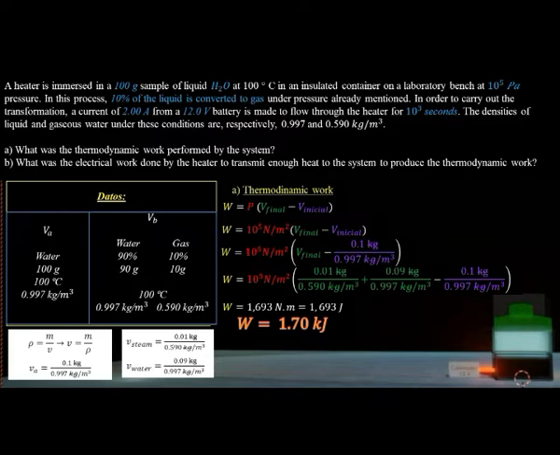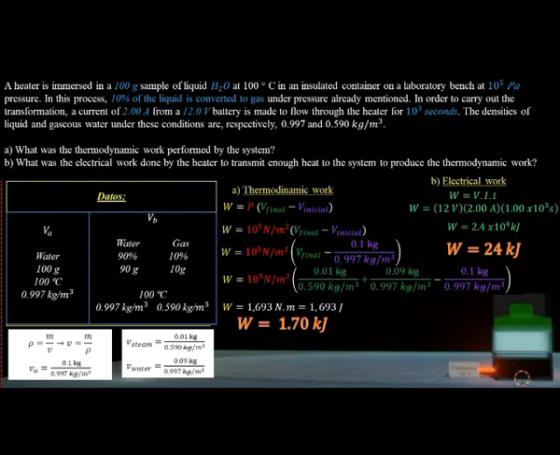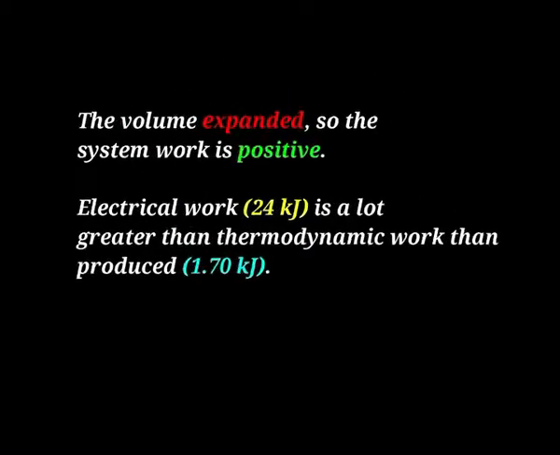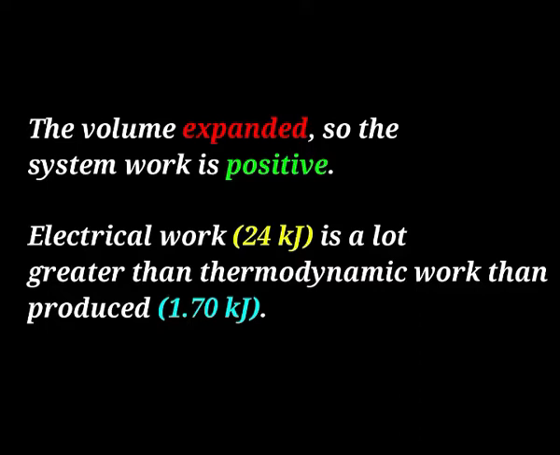Now, we are going to calculate the electrical work that produced this thermodynamic work. The energy transmitted by the electrical work is equal to the heat that is transmitted to the system. We only multiply the electrical voltage by the intensity of the current over time, which equals 24 kilojoules. We note that as the volume expanded, the thermodynamic work was positive, and that the electrical work is a lot greater than the thermodynamic work that it produced.